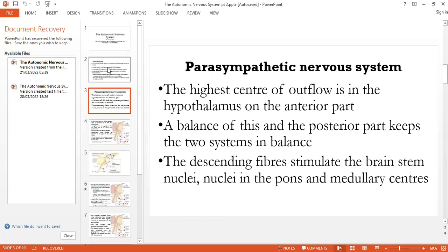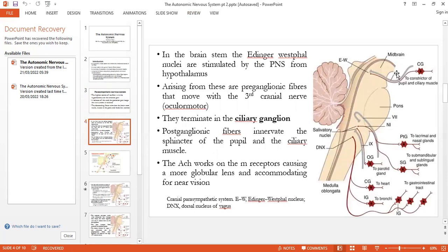So what they're trying to talk about is how the parasympathetic nervous system is connected to the brainstem, or how it's able to supply or connect to other parts. The highest center of outflow is in the hypothalamus on the anterior part. A balance of this and the posterior part keeps the two systems in balance. The descending fibers stimulate the brainstem, nuclei in the pons, and the medullary centers. Now on this slide, you're going to see a diagram showing the pons, midbrain, medulla oblongata, salivatory nuclei, all these parts, and the nerves which are coming out of them. That's what we are going to be going through in this text.